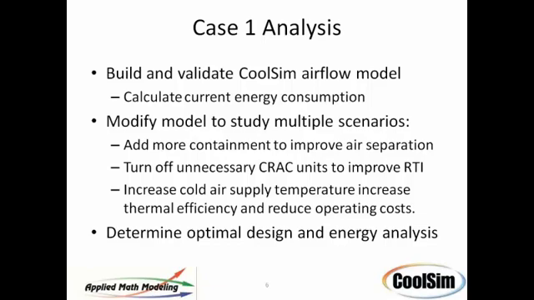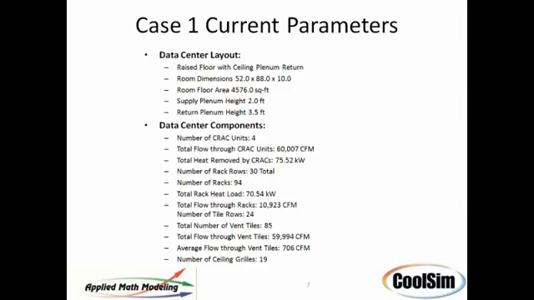So we're then going to increase the cold air supply temperature to improve the efficiency, and then determine the optimal design. So the first case we're going to look at is relatively modest in size, about 4,600 square feet, 2-foot supply plenum, 3.5-foot return plenum. It's got 4 CRACs in the room.